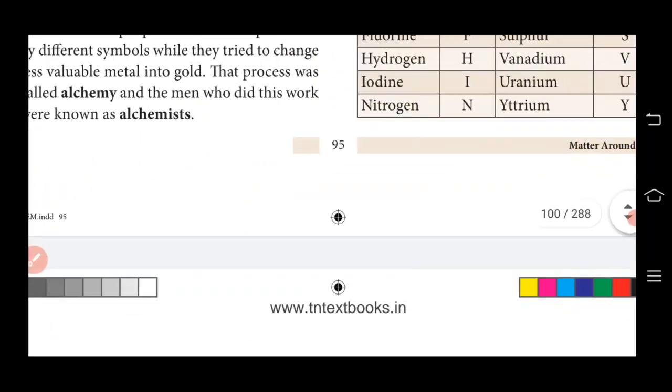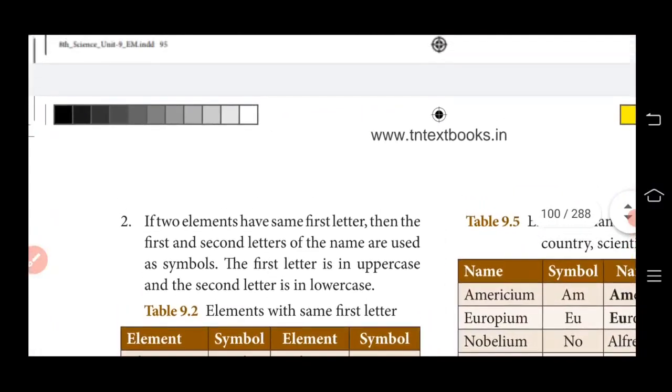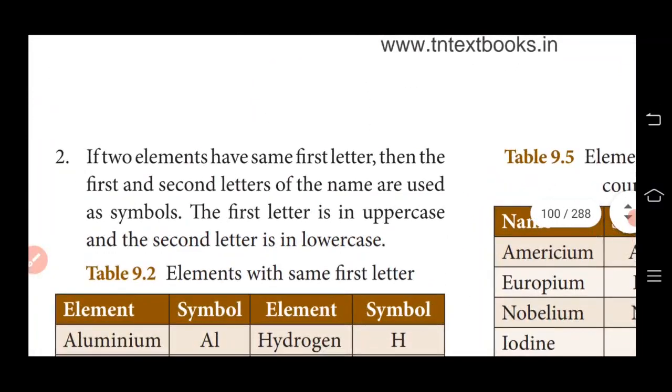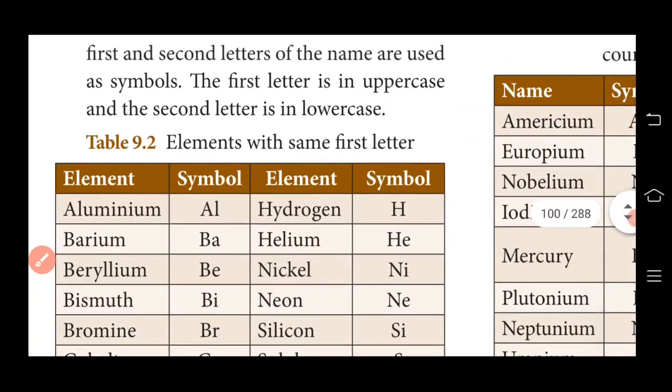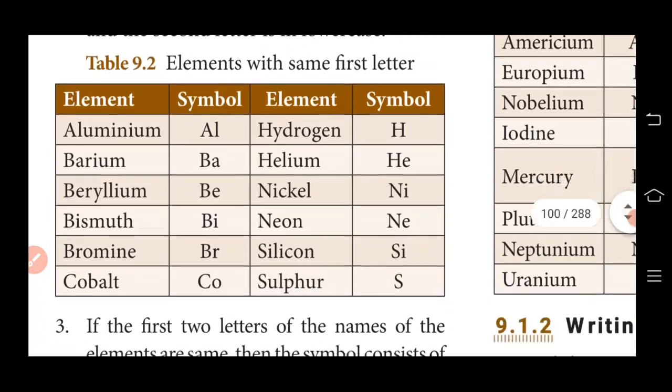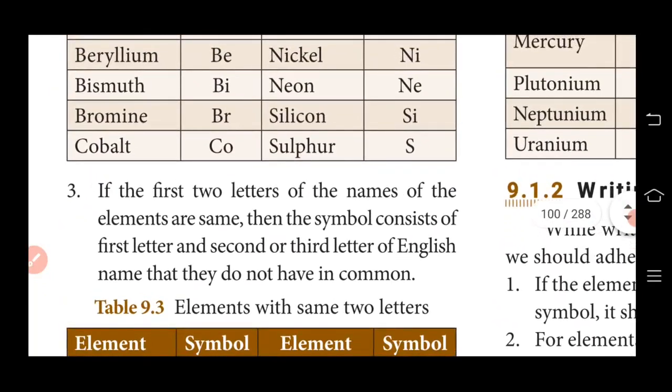And then second rule: if two elements have the same first letter, then the first and second letters of the name are used as the symbol. See here examples: aluminium, Al; barium, Ba; beryllium, Be; etc.